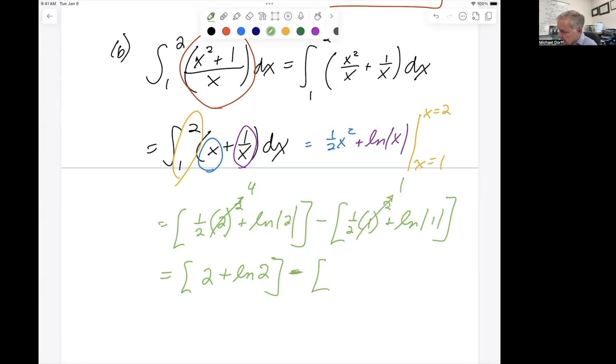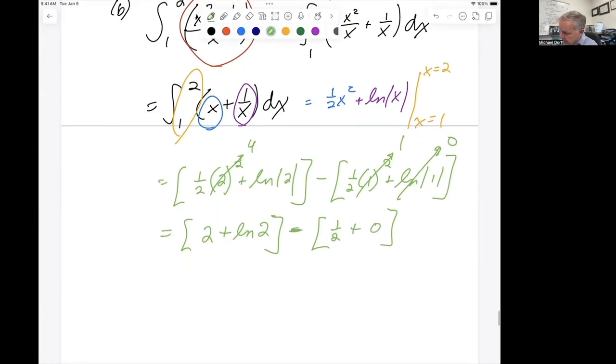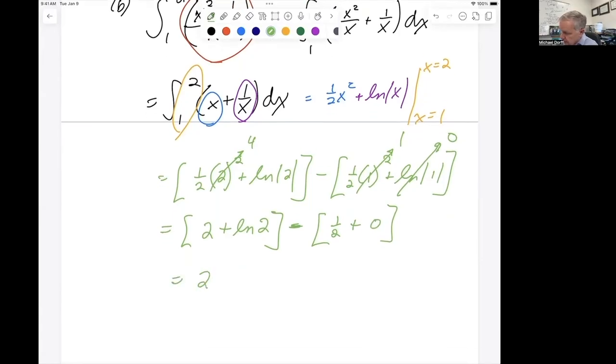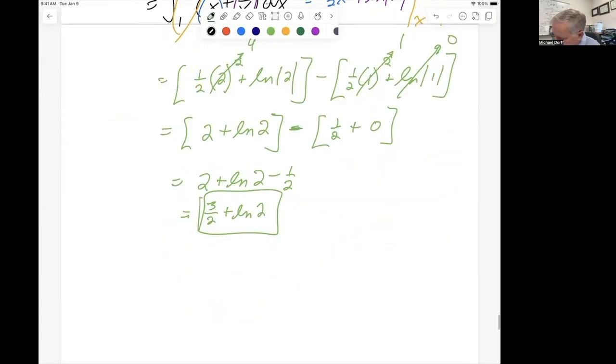A half times 1 is a half, plus the natural log of 1. What's the natural log of 1? That's 0, so we can put down 0 there. And so I now have 2 plus natural log of 2 minus a half, or I've got 3 halves plus natural log of 2. Let's do a net change theorem here.